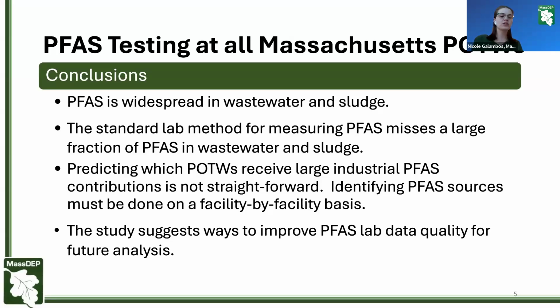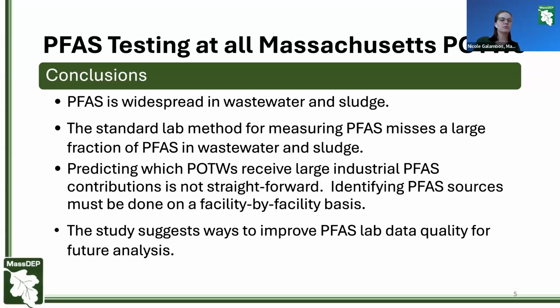The major conclusions from the study are listed on this slide. Number 1, PFAS is widespread in wastewater and sludge. PFAS are present in wastewater received by wastewater treatment plants. The wastewater comes from industries, including landfill leachate, commercial, institutional, and residential sources. This study detected PFAS in most wastewater and sludge samples.